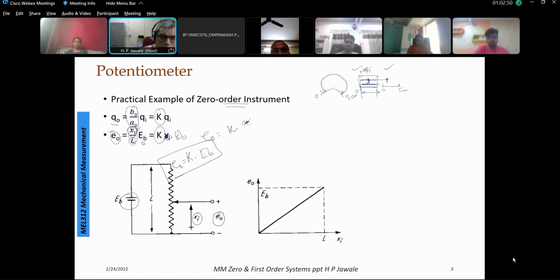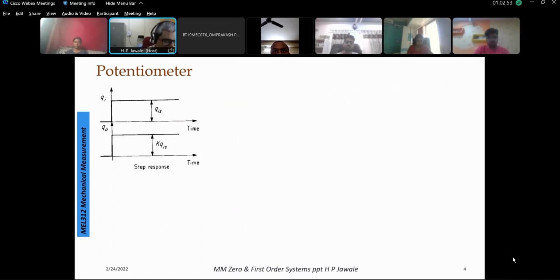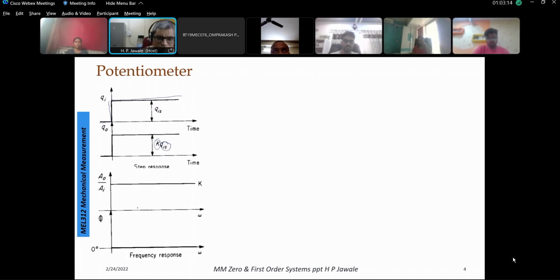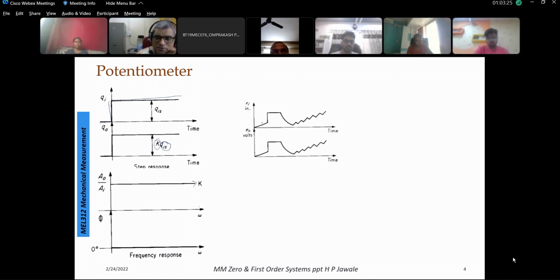Now, for the potentiometer, see the input that I am going to apply. The displacement is given and the input is applied here. The output is K times the instantaneous input that has been given, K QIS. Then for the frequency response, there is no change in the frequency. So the frequency response will be more or less the same as that of the input applied. Though there is little variation, the output will correspond to the given input.